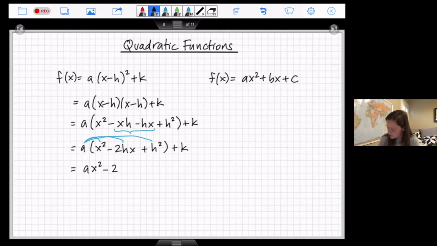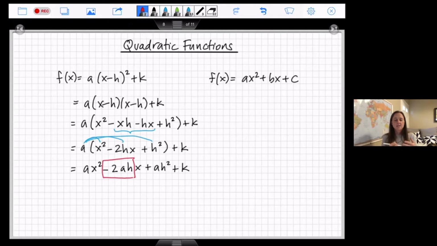So I've got 2 times a times h times x. Then I've got a h squared plus k. This is actually as much simplification as you can do with this many variables laying around. What we really want to focus in on is the coefficient of the x. So in the middle here, I've got minus 2ah as the coefficient of the x.